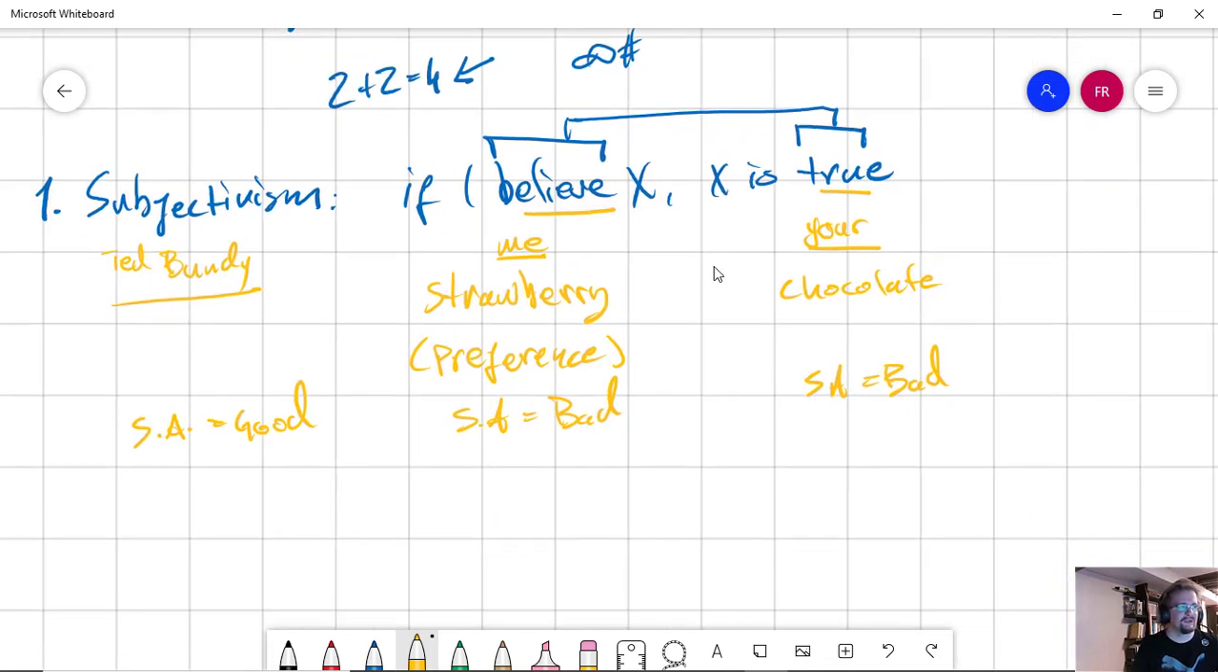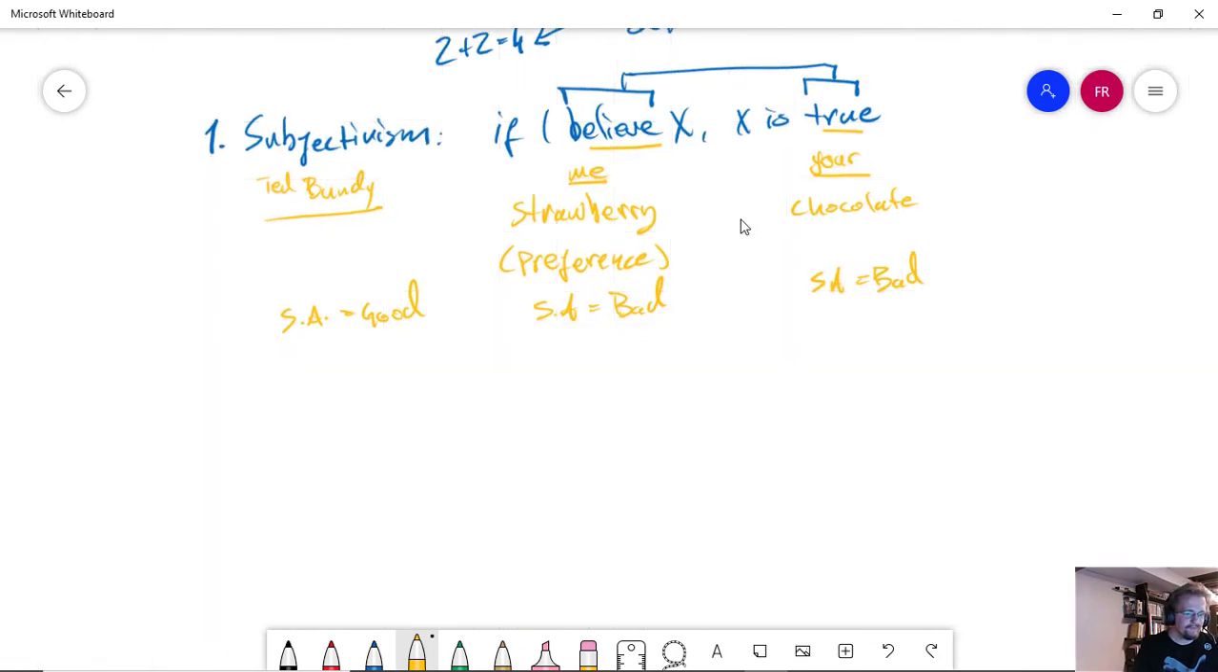Alright, so that is subjectivism. For number 2, we have the appeal to majority.